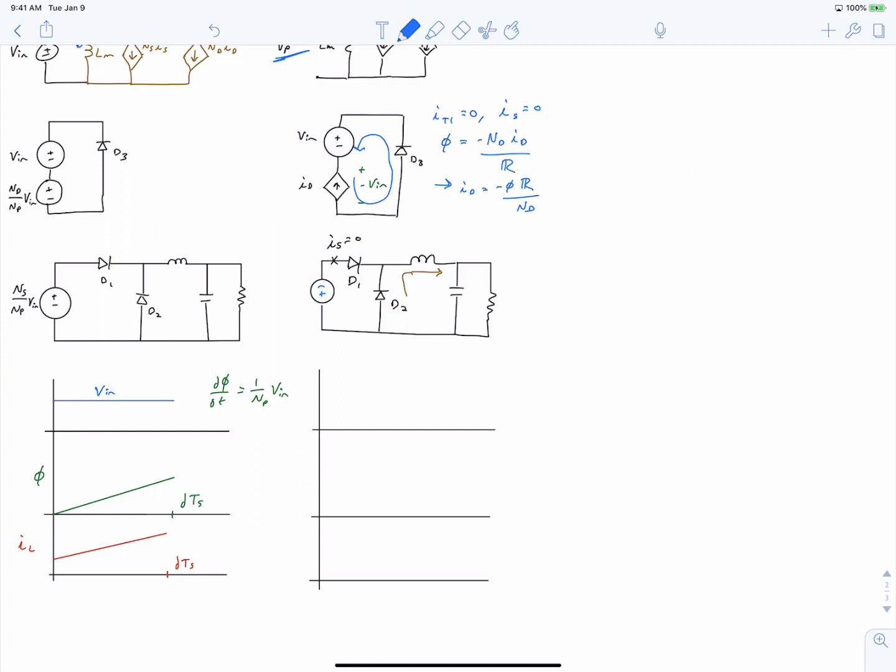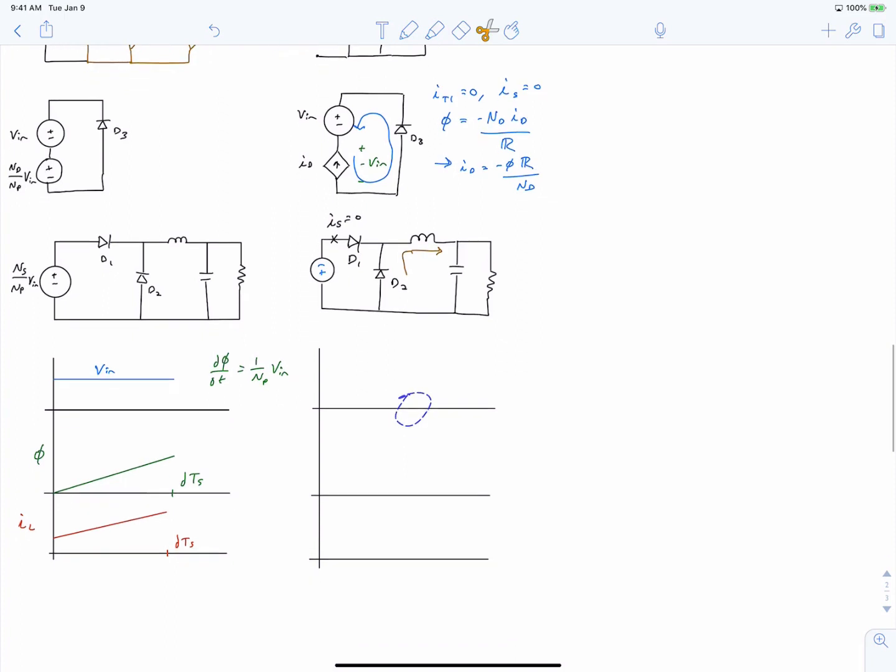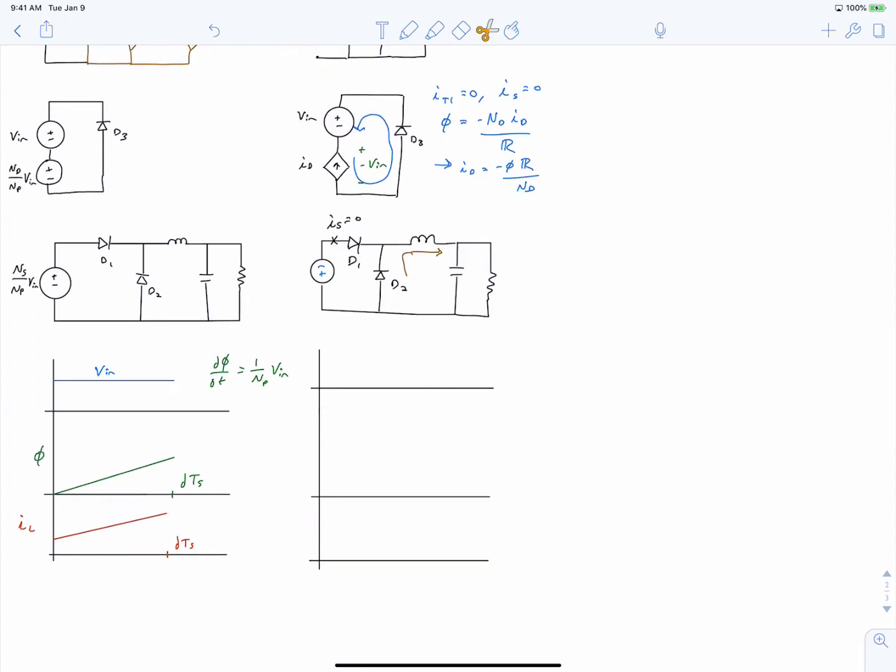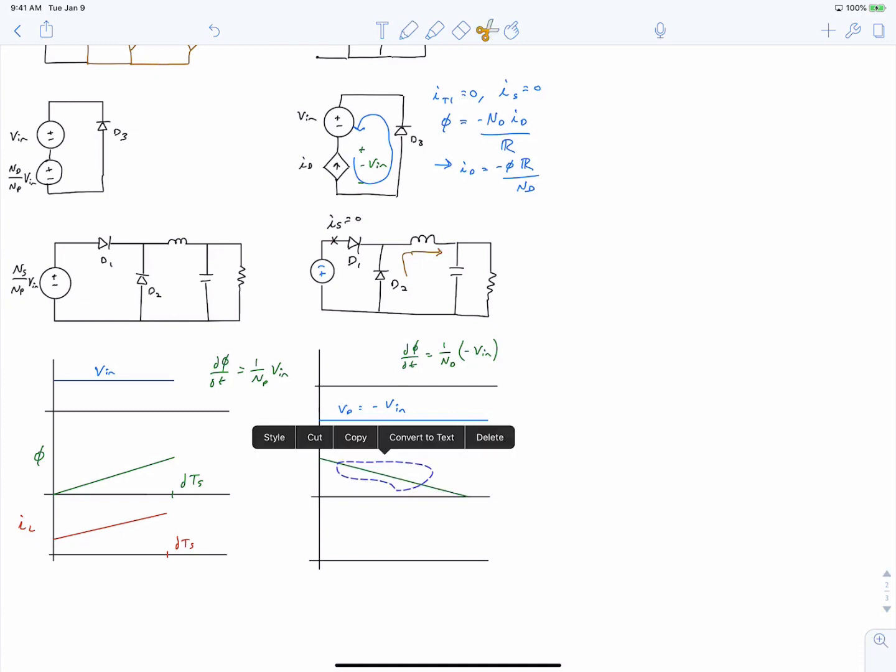The voltage acting on our core is going to be a negative Vin applied on our demagnetizing wire. And so the derivative of our core flux is going to be negative because we have a negative voltage applied, which means our core flux is going to decay. So the core flux starts at some positive value as determined in our previous state, and then it's going to decay down to 0.